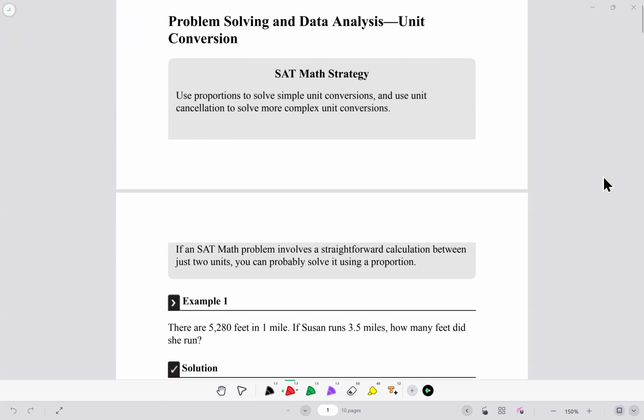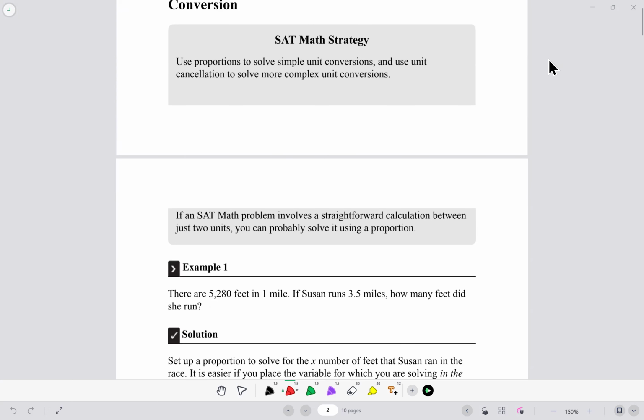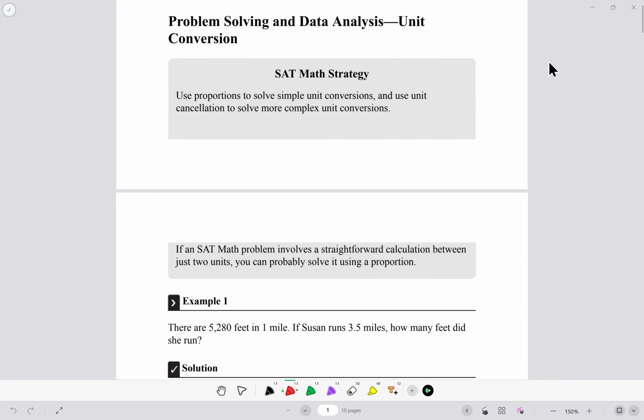So we are going to start with a chapter called Problem Solving and Data Analysis: Unit Conversion. This is a very simple chapter, perhaps the easiest chapter in SAT. We are going to solve some basic unit conversion things.